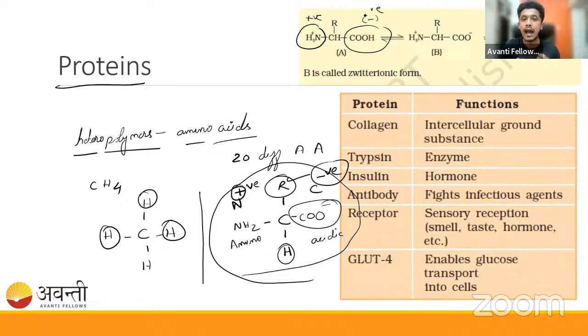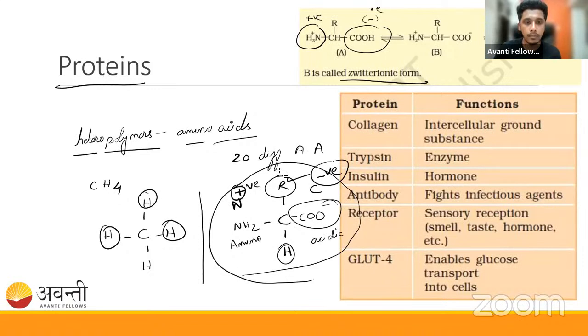So since they have both positive and negative charge within the same chemical structure, we call these zwitterionic forms, or zwitterions. So our amino acids are zwitterions. Because of the characteristics of a zwitterion, the amino acids will start making polymers.